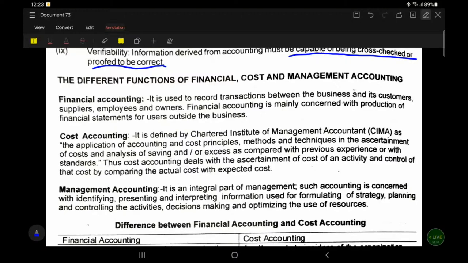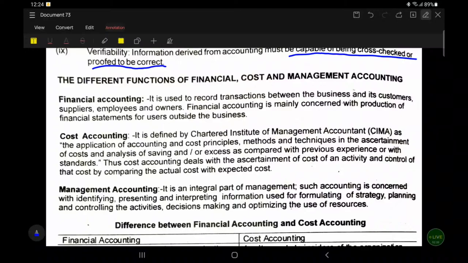When I'm talking about ascertainment, I'm talking about where we pull all costs from various sectors of the business and bring them together and use the costs to make decisions within the organization. That's what we call cost accounting. With financial accounting, we are talking about information of monetary value that we record for making decisions both internal and external. But with cost accounting, you are talking about cost. So once you think of cost accounting, think of the process of ascertaining cost, pulling costs together in a better form that will explain itself for users to make decisions. That's what we call cost accounting.